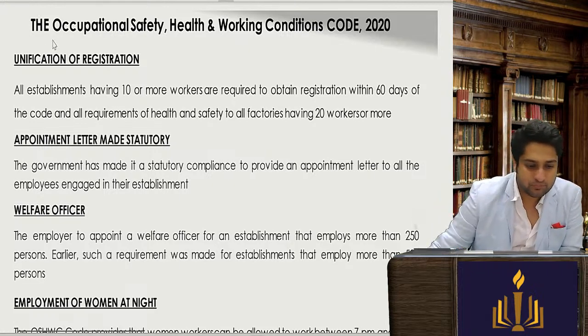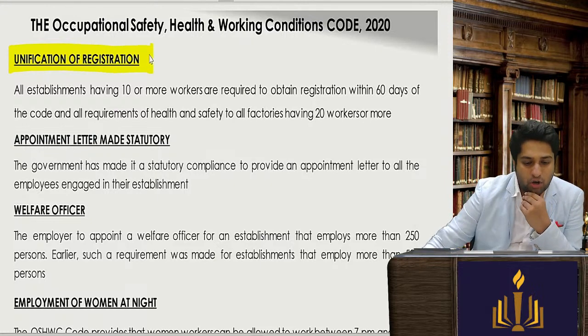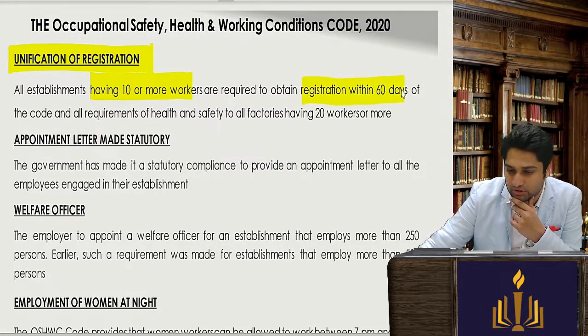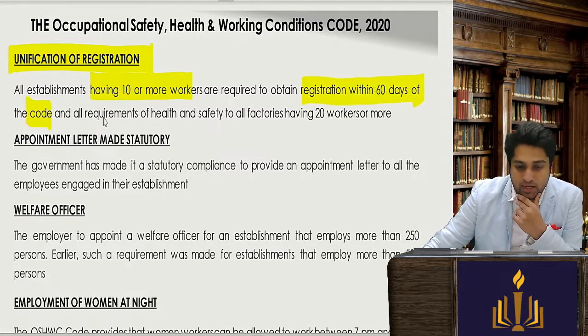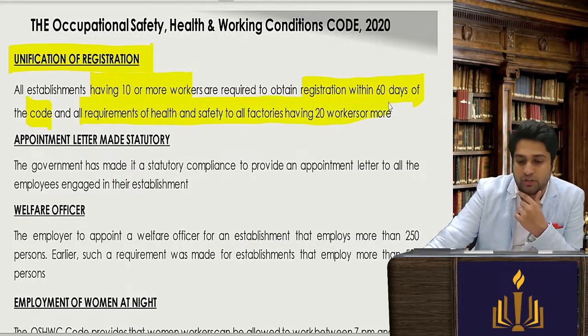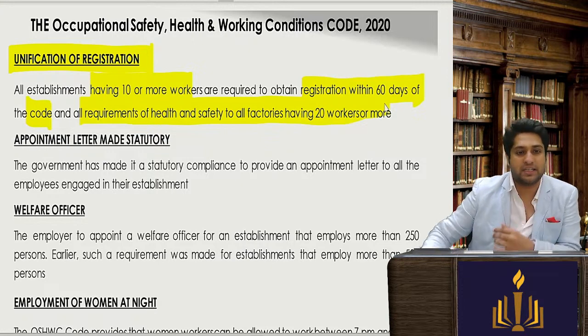First, unification of registration. All establishments having 10 or more workers are required to obtain registration within 60 days from the code, and all the requirements of health and safety are to be given to all the factories having 20 or more workmen. So very simple.